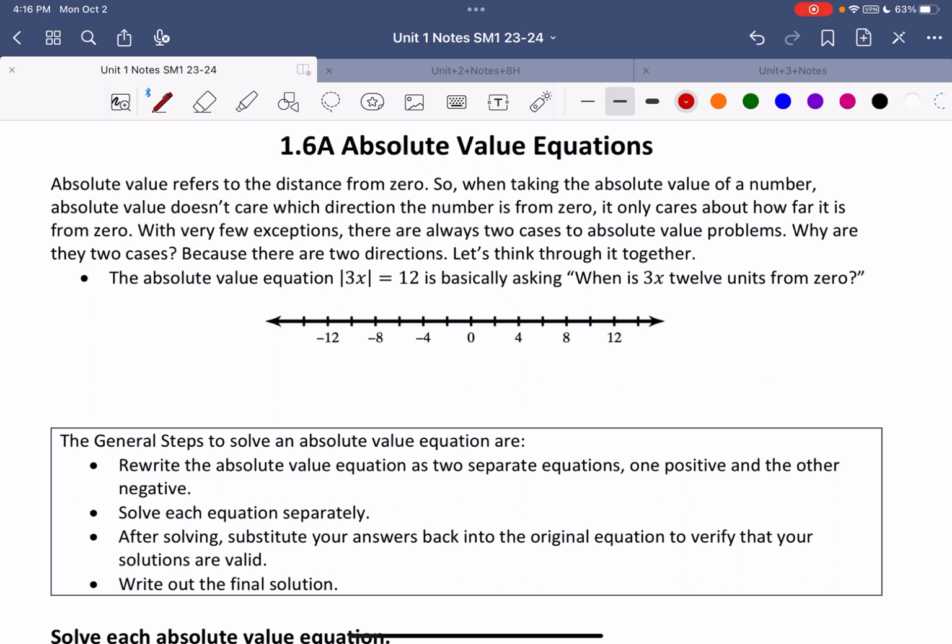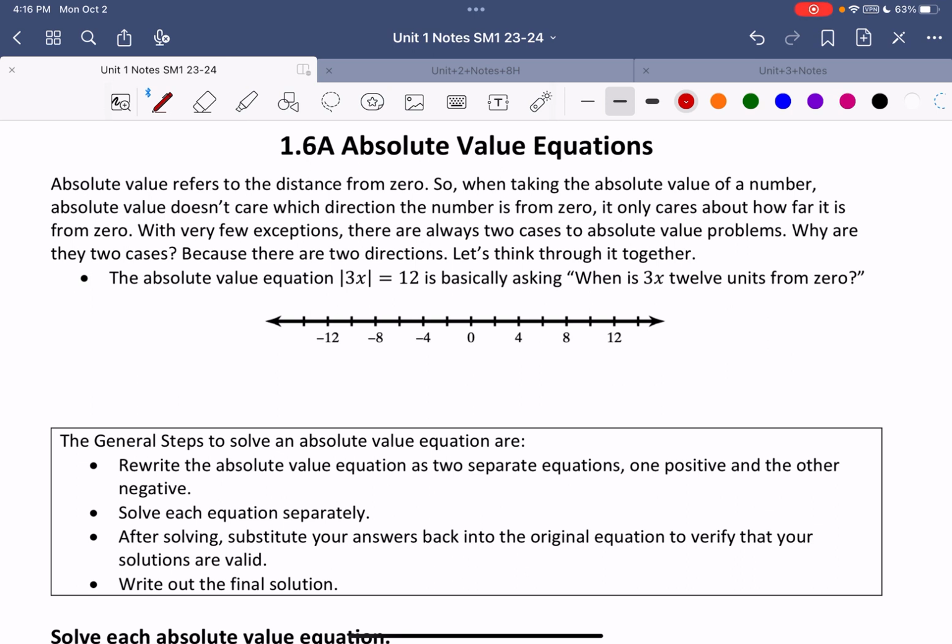So when we're taking the absolute value of a number, absolute value doesn't care which direction the number is from 0. It only cares about how far it is from 0. With very few exceptions, there are always two cases to absolute value problems. And why are there two cases? Because there are two directions, right? You can go right from 0 or you can go left from 0.